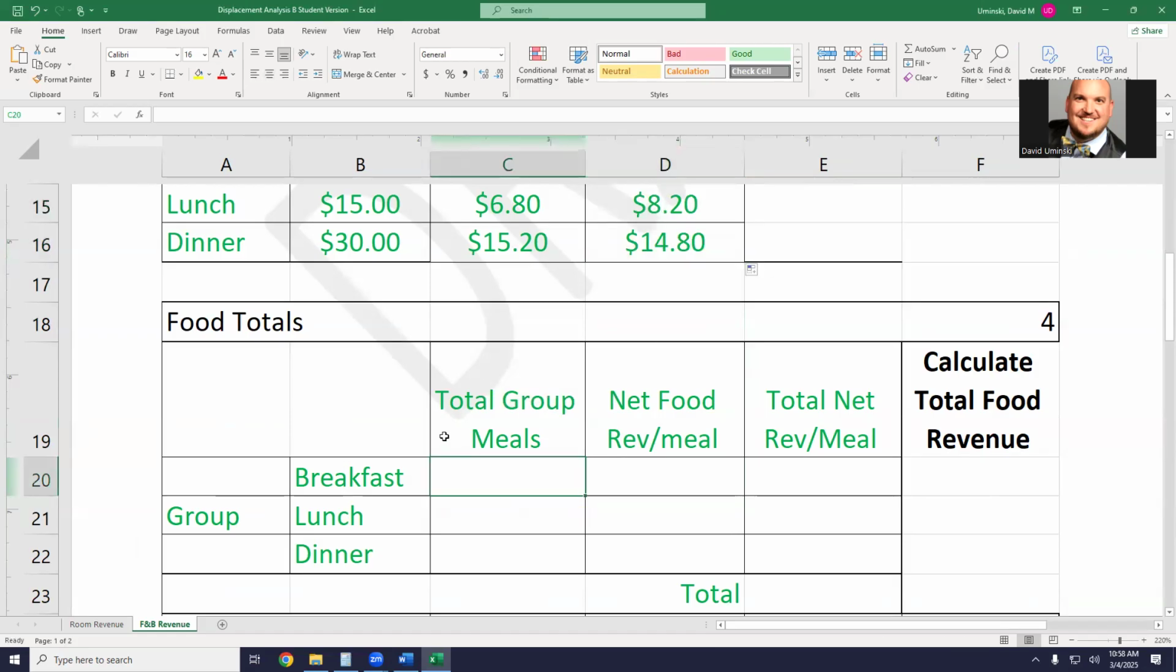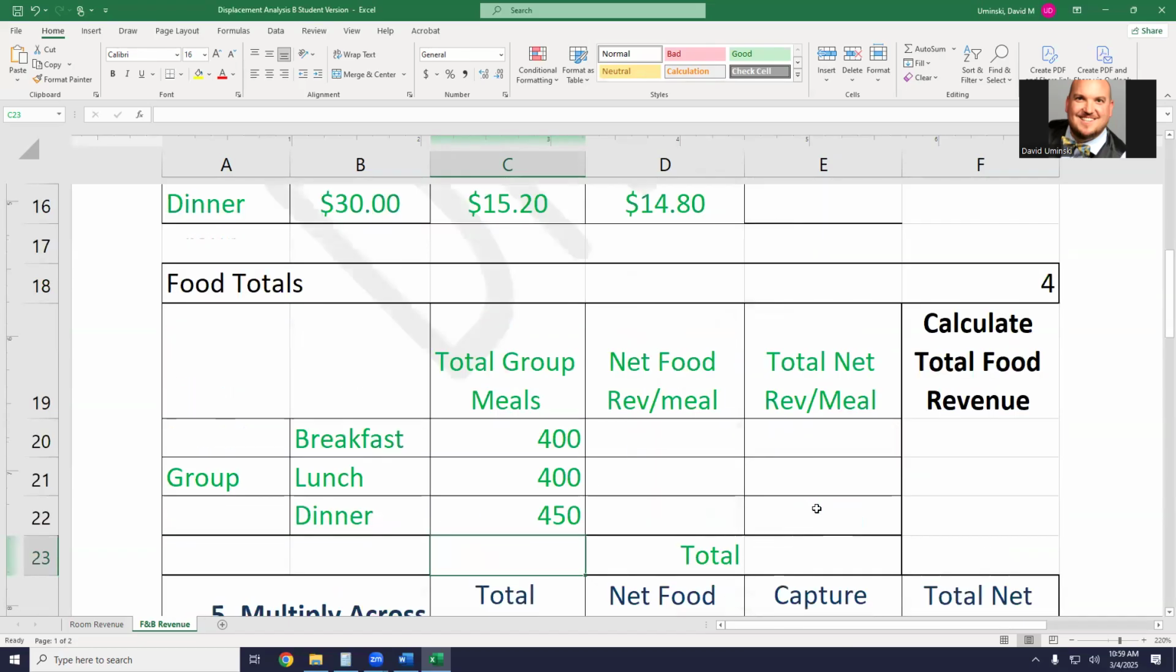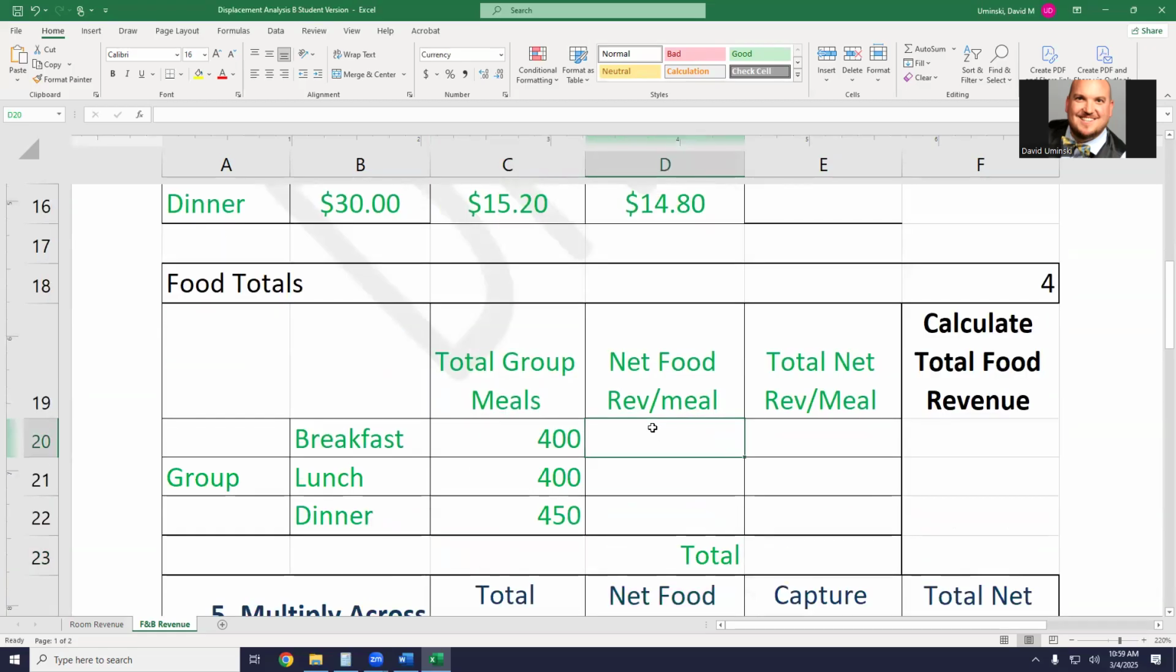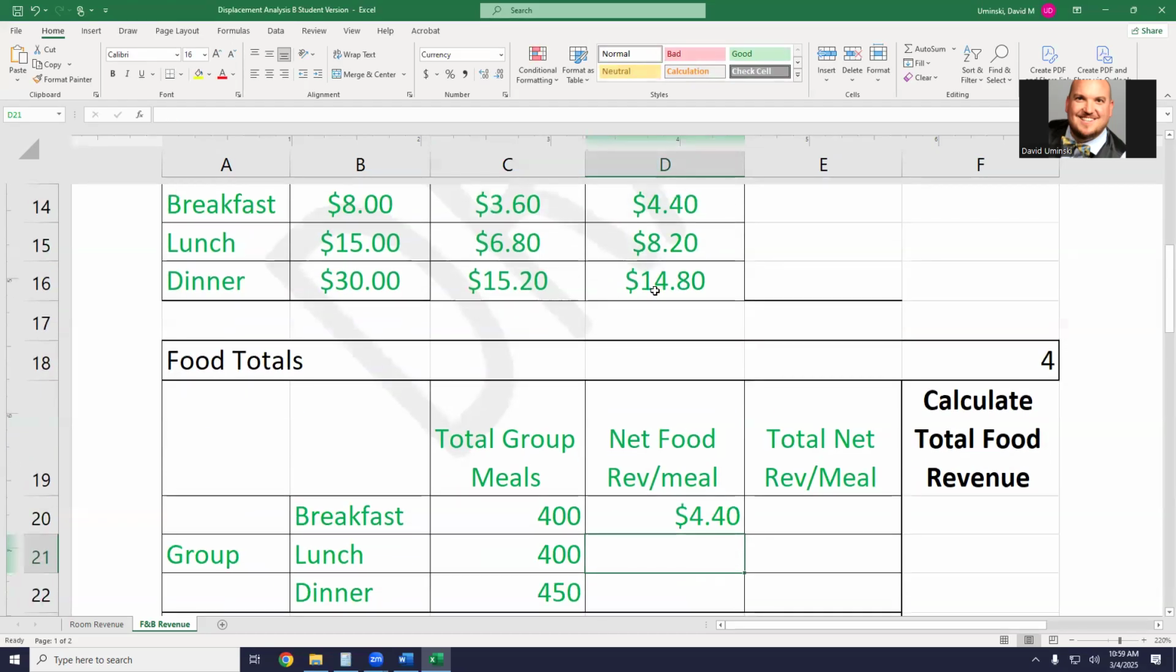How many total breakfasts did the group request? 400. How many lunches? Okay, and how many dinners? 450. Perfect. Okay. So we're just copying these numbers from here at the top. Breakfast, lunch, and dinner. Okay. Our net revenue per meal is going to come right down into here. So that's $4.40, $8.20, and $14.80.